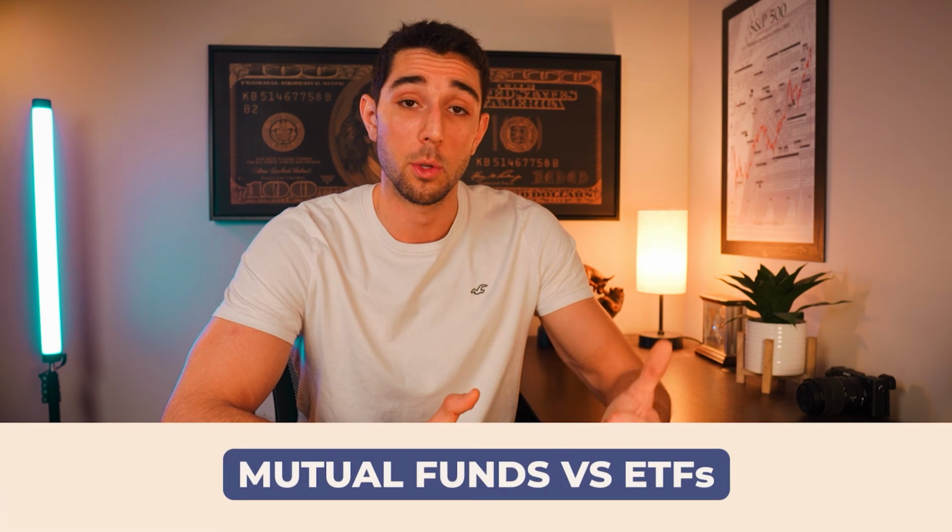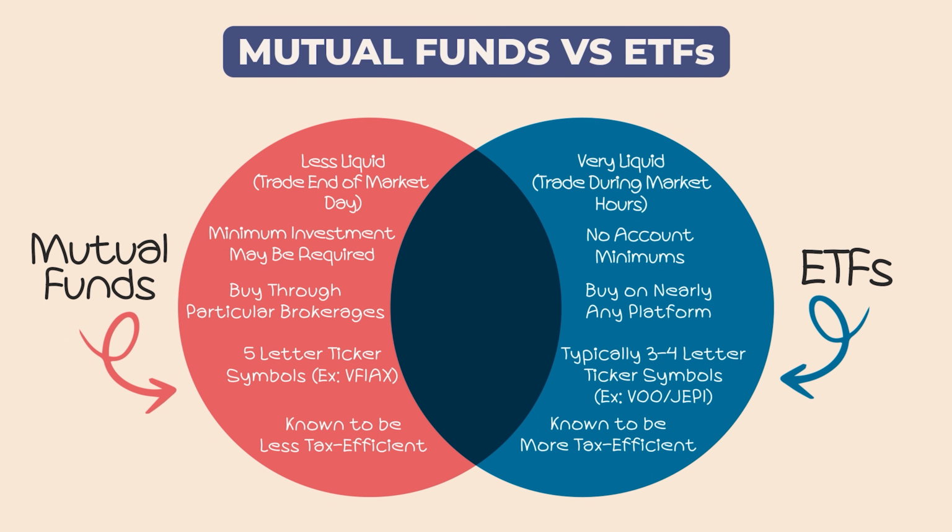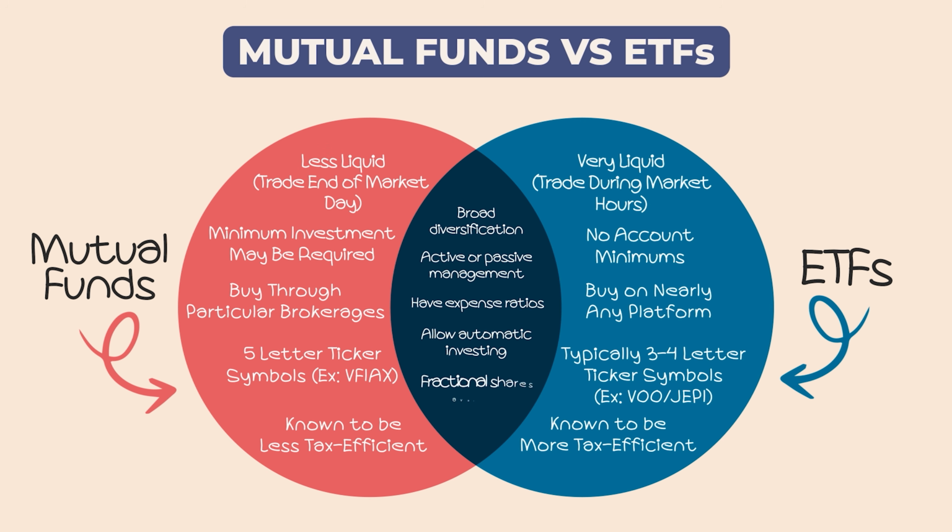But to finish this comparison, to summarize the similarities that mutual funds and ETFs have, they can both provide broad diversification, they can be actively or passively managed, they both have costs that are called expense ratios, and most offer automatic investing features and the ability to buy fractional shares depending on the platform you invest on.